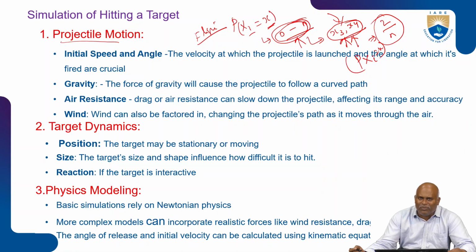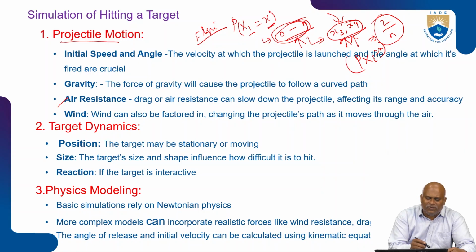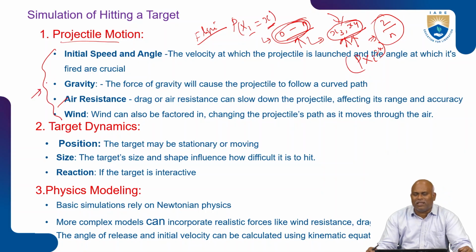The speed also works against air resistance, so we also need to measure the air resistance. That is, drag or air resistance can slow down the projectile, affecting its range and accuracy. Then wind speed or wind effect also needs to be measured. That is, wind can also be factored in, as it changes the projectile path as it moves through the air. These 4 things need to be measured for a moving target when dealing with the flight.